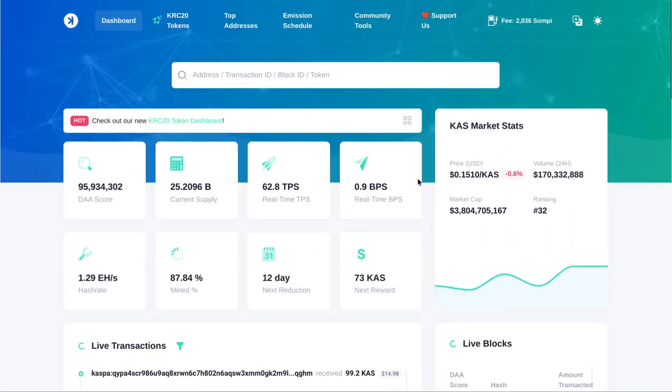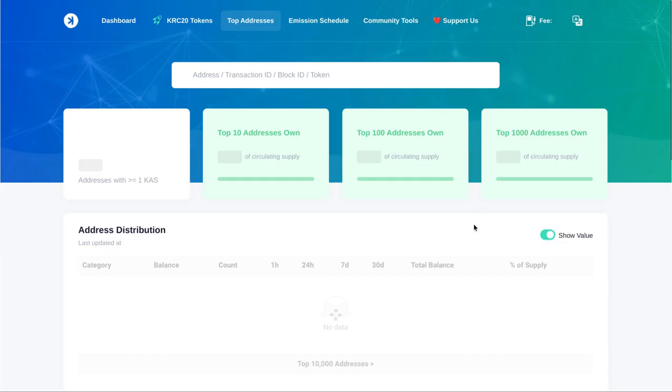All right, here's your Caspa FYI. 70.9 transactions per second, 1.1 blocks per second. If we go over to the address board, let's see if we've added any whales or lost any or any Aquaman. See what's going on over there.